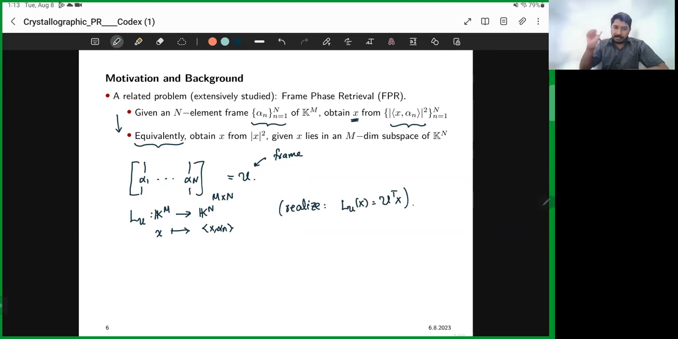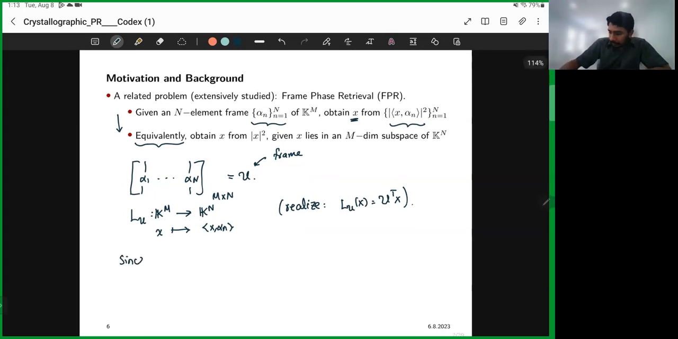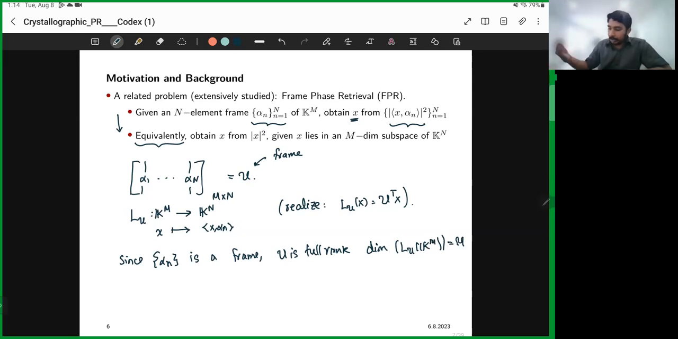So I'm taking the inner product with these frame vectors, and since alpha_n is a frame, U is full rank, so the dimension of L_U of K^m is really just m. So the image is an honest-to-God m-dimensional subspace of K^n.